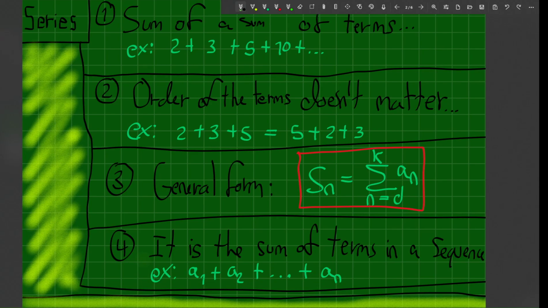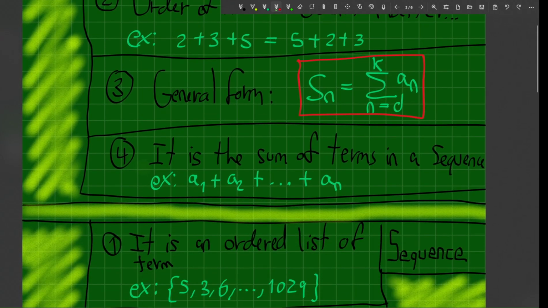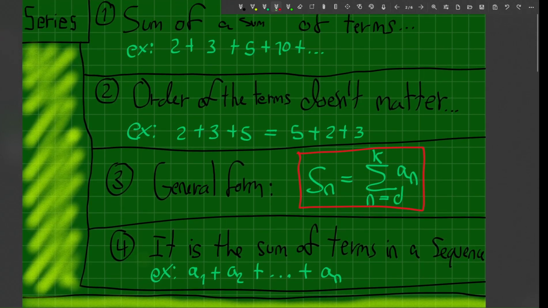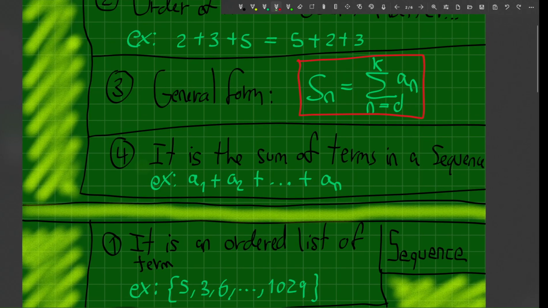There could be a formula, like this one, the general form, that describes the progression of the series. The order of the terms here doesn't matter, and that's because, being a sum, we know that 1 plus another number will be the same as the opposite. So if we swap places, that's commutation. So the order doesn't matter, and that's another property of the series.